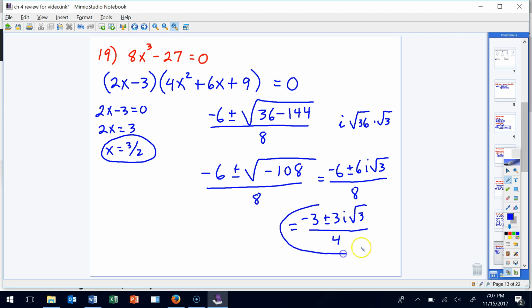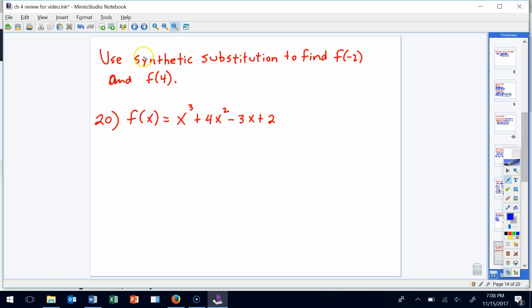So this represents two solutions because it's plus minus. So I circled all three of the solutions, 3/2, and then this is really two solutions. They are written together as plus minus. And that's your answer for number 19. So make sure you study hard on the difference between two squares, the difference between two cubes, the sum of two cubes, because those are very helpful factoring methods to help you solve equations.